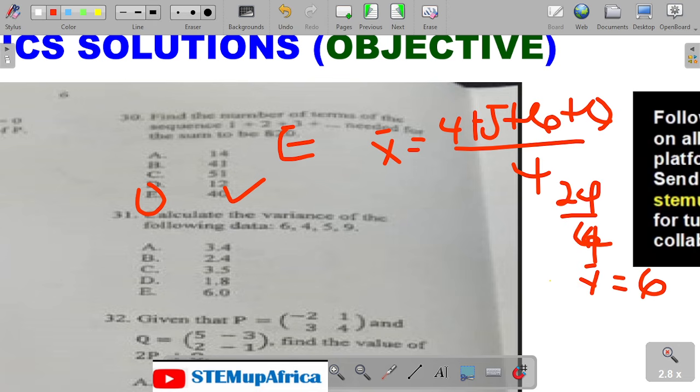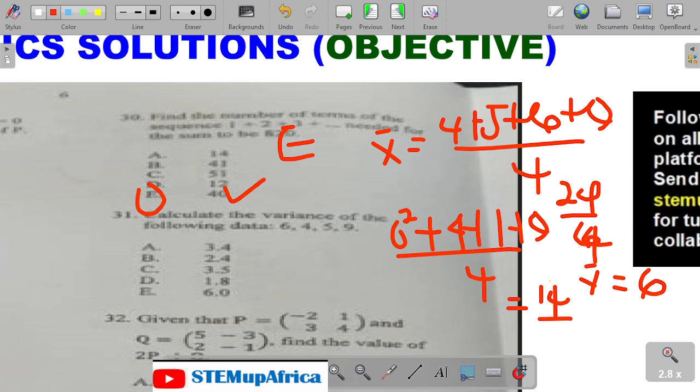So 6 minus 6 is 0, squared, plus 6 minus 4 is 2, square that is 4. 6 minus 5 is 1, square that is 1. 6 minus 9 is 3, square that is 9, divided by 4. So our answer is 14 over 4. What is 14 divided by 4? That will give us 3.5, which is option C. 31 is C.